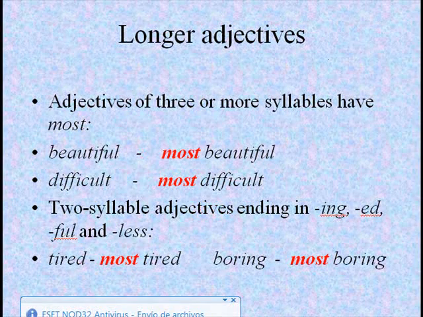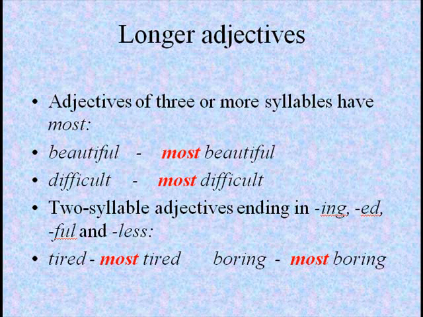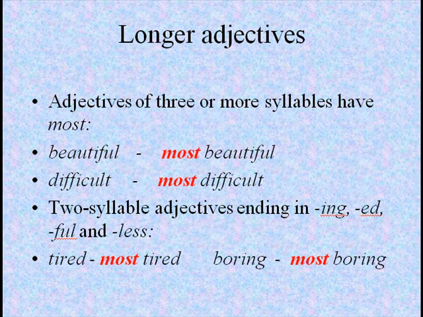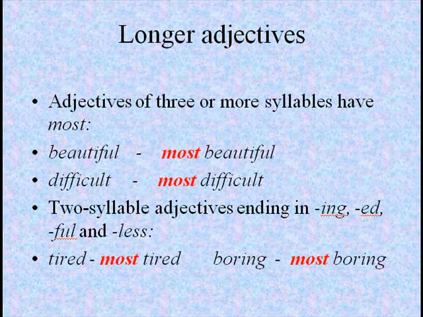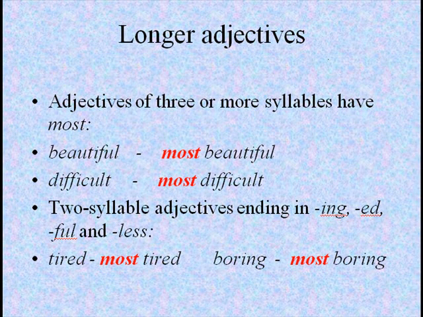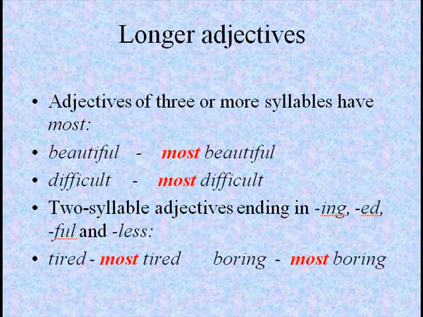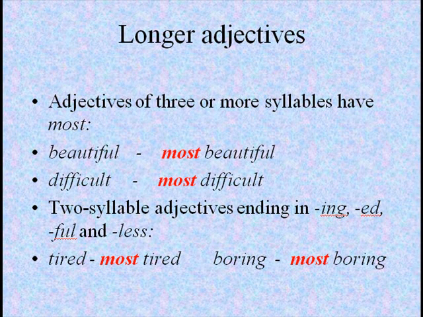Longer adjectives are also going to change for the superlative forms. Adjectives of three or more syllables take most. Examples: beautiful, most beautiful, difficult, most difficult. Two-syllable adjectives ending in ing, ed, full, and less: tired, most tired, boring, the most boring.